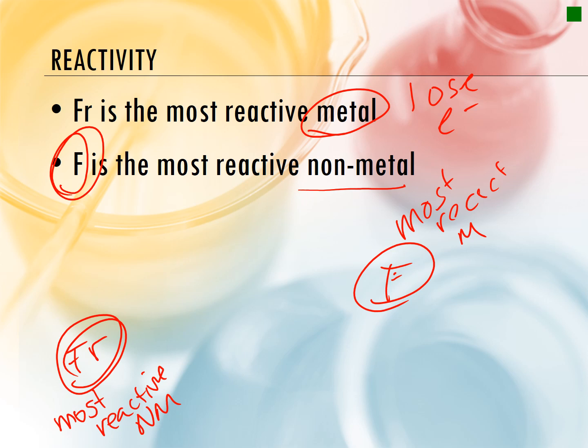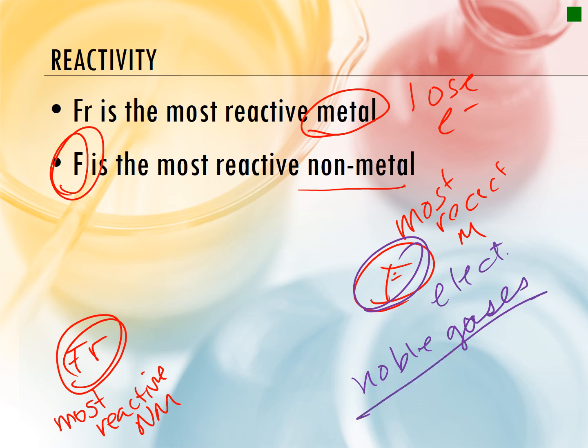All right, hopefully you have a basic understanding that F is the largest as far as electronegativity, and the reasons why. F is also the most reactive nonmetal, and Fr is the most reactive metal. And once again, those noble gases are completely zero when it comes to electronegativity. They are the lowest of the low.